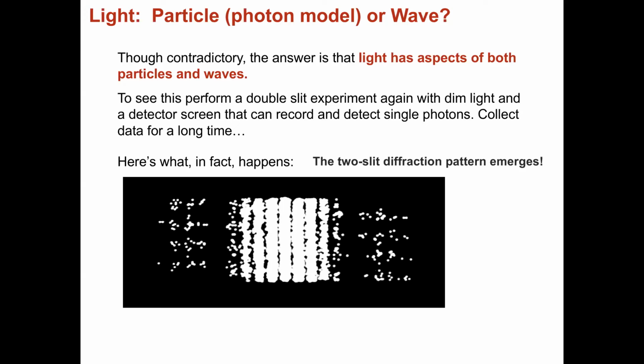So it's not that these two models are contradictory, but whatever light really is, it has aspects of both particles and waves. It diffracts, but its energy is also absorbed in these discrete chunks at discrete locations. These individual quanta of energy still carry all of the wave properties.